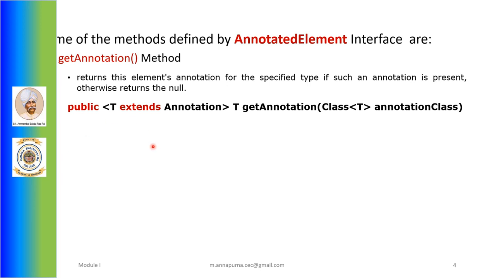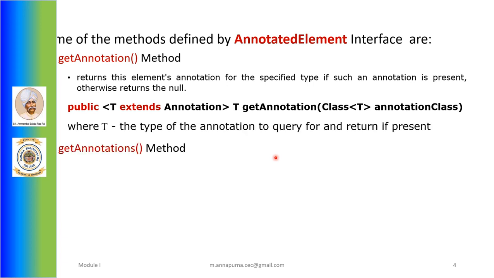This is the syntax or general form of the getAnnotation method. It takes an annotation class for query and returns an annotation object if at all it is present. Here, T is the type of annotation that is being queried for and returned if present.